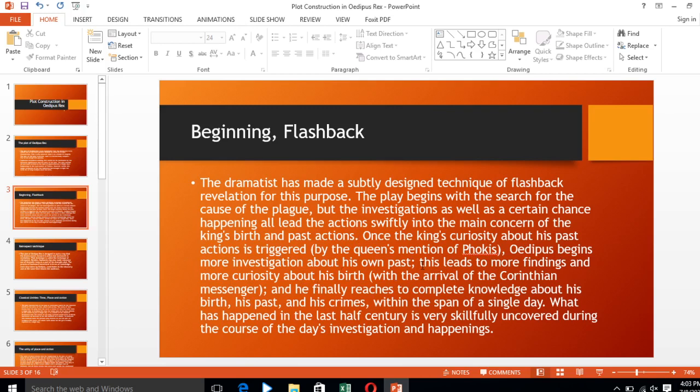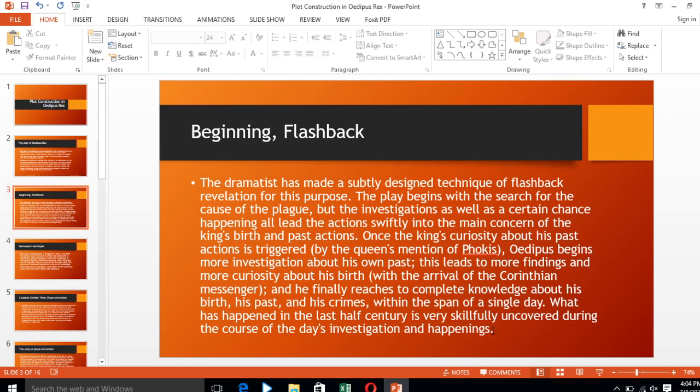Now he is taking interest in his past and wants to find out the secrets related to his birth and his life and his crimes and his past actions. This leads to more findings and more curiosity about his birth with the arrival of the Corinth messenger who had taken him to the king of Corinth, and he finally reaches complete knowledge about his birth, his past, and his crimes within the span of a single day.